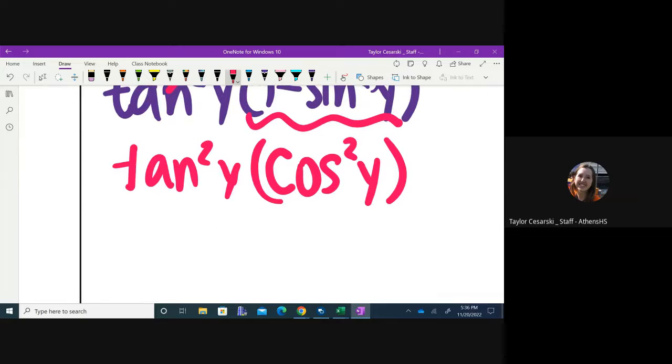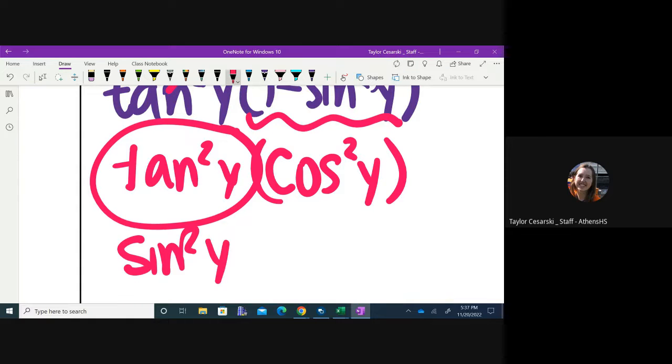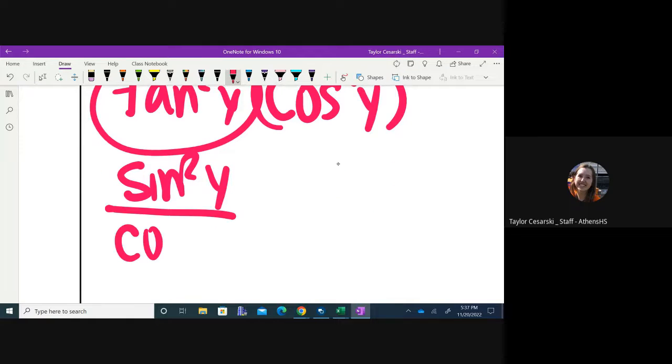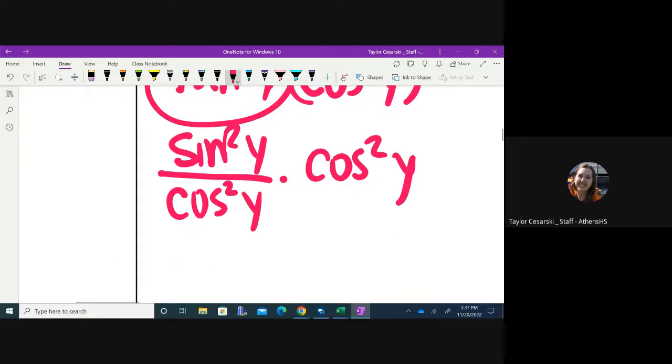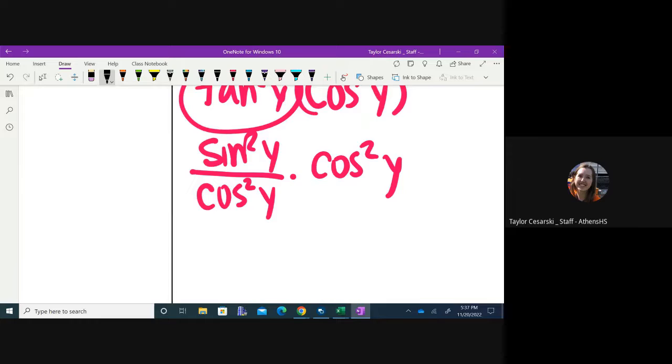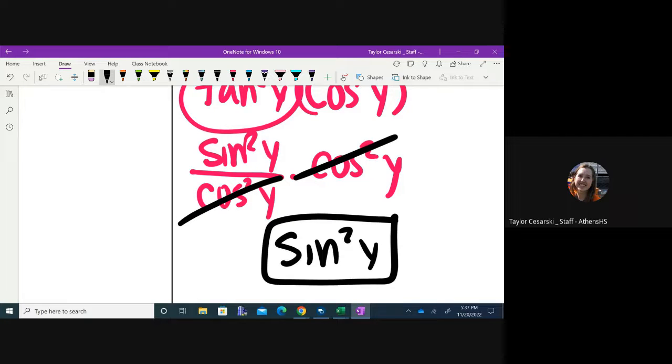And I'm going to go ahead, you get kind of stuck at this point, but remember, you can always rewrite tangent in terms of sine and cosine. So I'm going to rewrite that. And then you should notice that my cosine squareds cancel out, and I'm just left with sine squared of y.